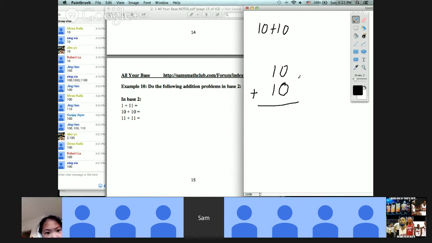Addition. So 0 plus 0, no problem, we'll carry that down. Again, 1 plus 1 is 2. We can't have 2, so we have to carry 1. This becomes 0, so it's 100. So in base 2, 10 plus 10 is equal to 100. Isn't that crazy? Base 2.